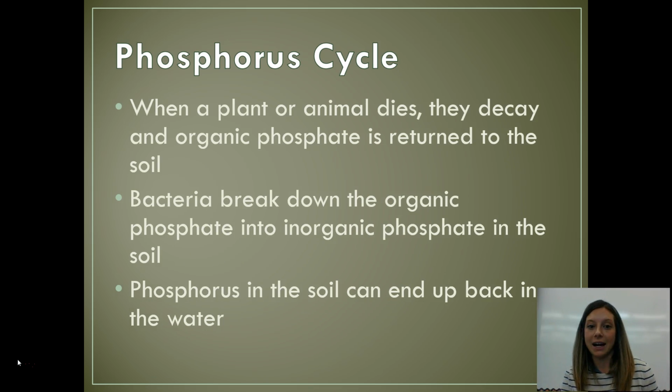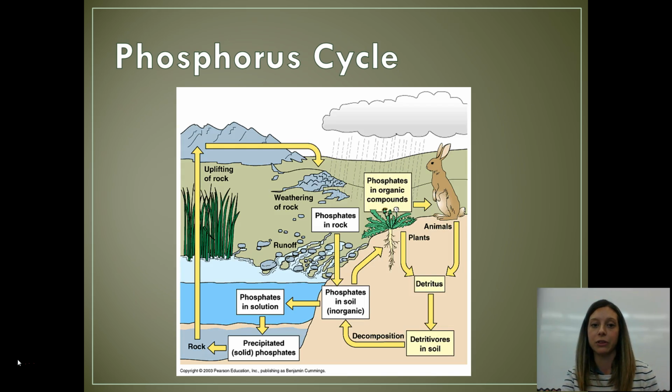When a plant or animal dies, they're going to die and decay, and the decomposers are going to return that phosphate to the soil, right? Now we're in the short-term portion of the phosphorus cycle. Bacteria are going to break down the organic phosphate back into inorganic phosphate, and then the phosphorus in the soil is going to end up back in the water, and then you continue on through the cycle.